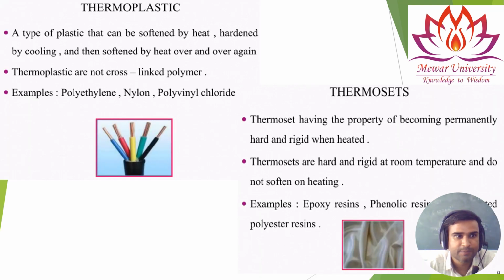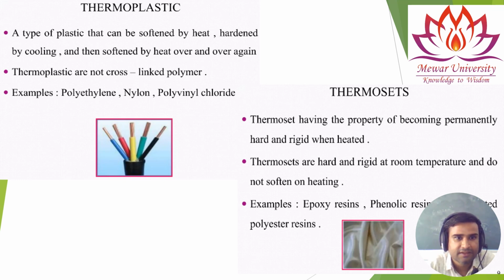Next is thermoplastic. A thermoplastic is a type of plastic that can be softened by heat, hardened by cooling, and then softened by heat over and over again. It means if you heat the thermoplastic, it becomes soft, and if you cool it, it becomes hard. Thermoplastics are not cross-linked polymers. For example, polyethylene, nylon, and polyvinyl chloride are examples of thermoplastics. You can see in the picture that electrical cables mostly use thermoplastics.